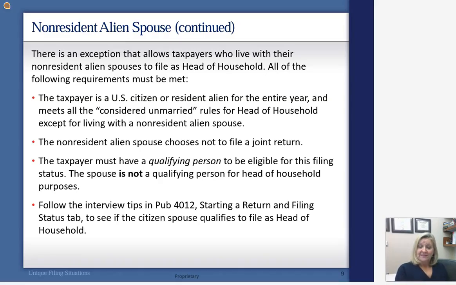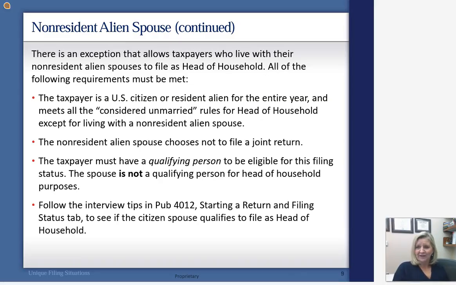The non-resident alien spouse chooses not to file a joint return with them. The taxpayer must have a qualifying person to be eligible for this filing status. The spouse is not a qualifying person for head of household purposes. And then you would need to go through and make sure that you meet the qualifications for head of household. So it's a very unique situation. If you've never done that one before, use caution, check with your site coordinator.